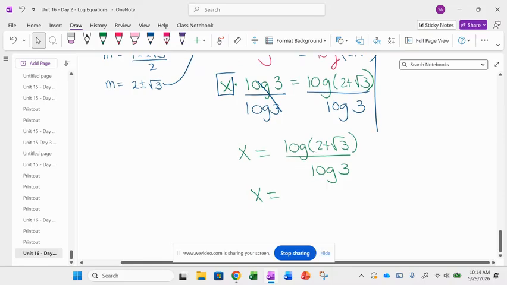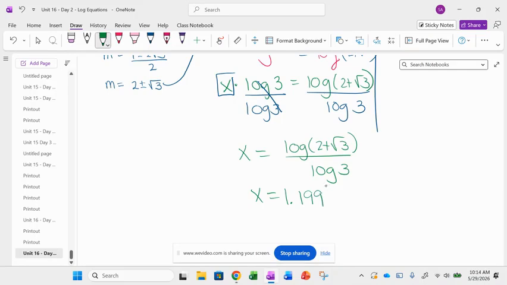If you type this into your calculator, we should get 1.199. Did anybody type it in? Are we okay?